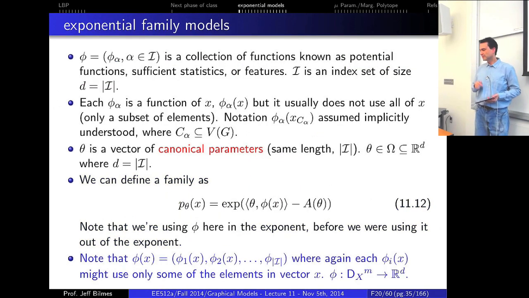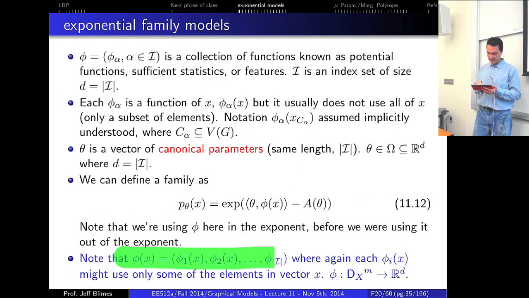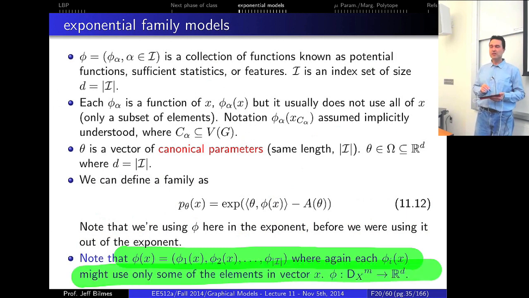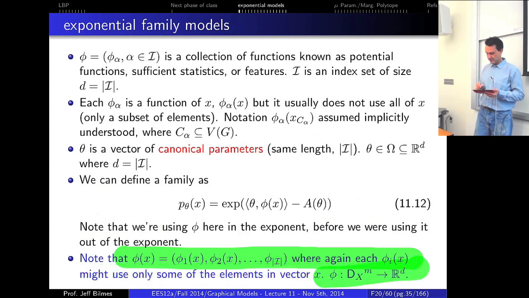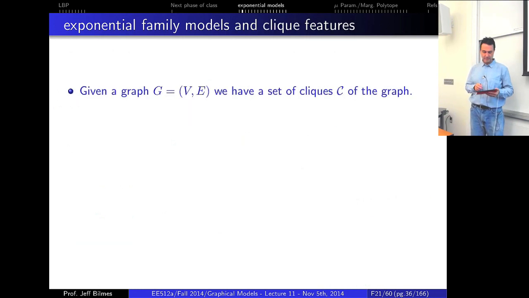Okay, so yeah, there's one more guy down here. This is a vector of sufficient statistics. And again, it's important to realize that each phi sub I might use some or all of the vector x. So in other words, it's a function from the domain of potentially all of x to the reals of dimension d. Okay. So now we've got a graph, and we've got a set of cliques in the graph.